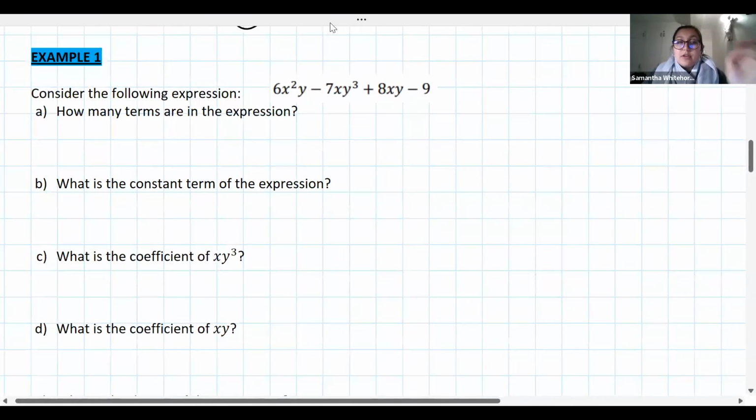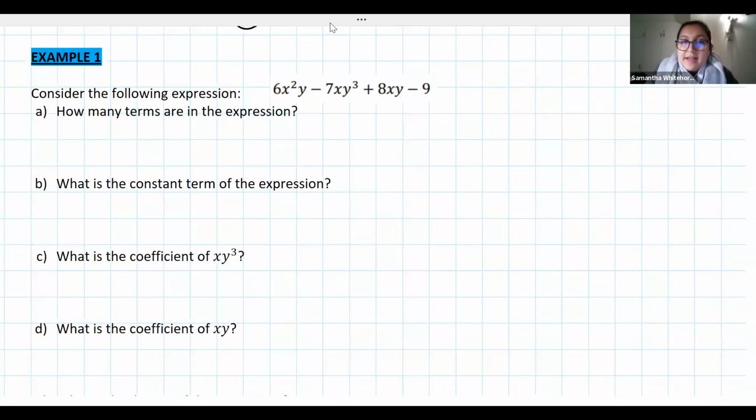Let's have a look at our first example. Here I've given you an expression: 6x squared y minus 7xy cubed plus 8xy minus 9. The expression in question, this one that I've now put in a block, we're going to use to answer all of these questions.